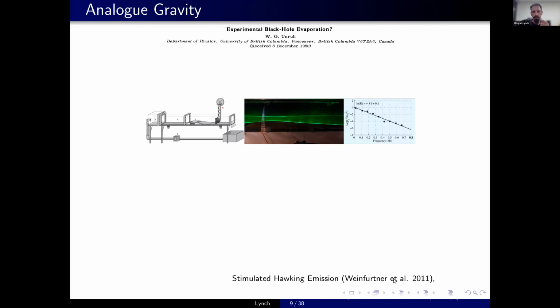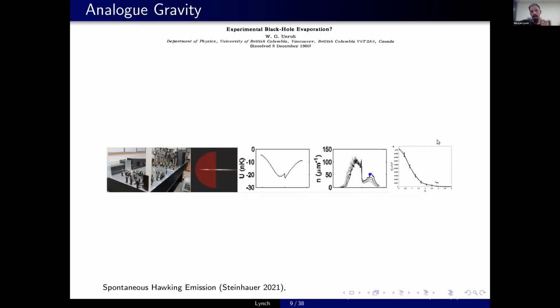We have actual stimulated Hawking radiation in fluid flow over a wing here, where you have a sonic horizon and you get a thermal distribution of particles created from that. We have, this was across the way from me when I was back at Technion, Jeff Steinhauer making spontaneous Hawking radiation in his analog BECs. There you have a sonic horizon there as well.